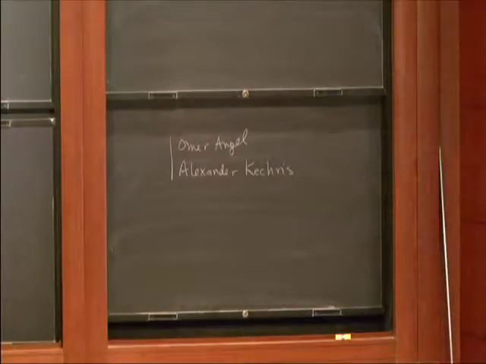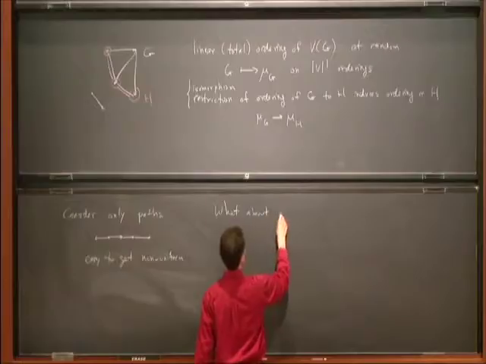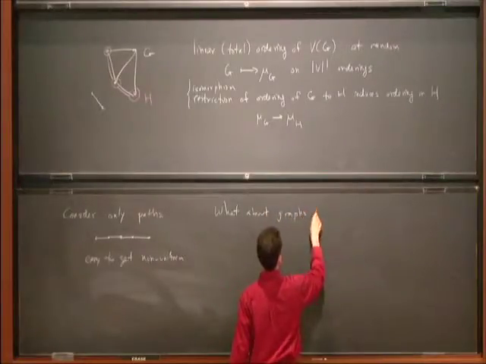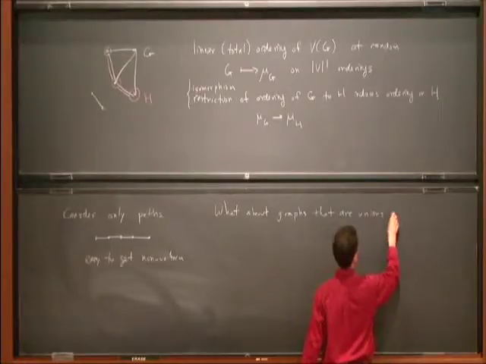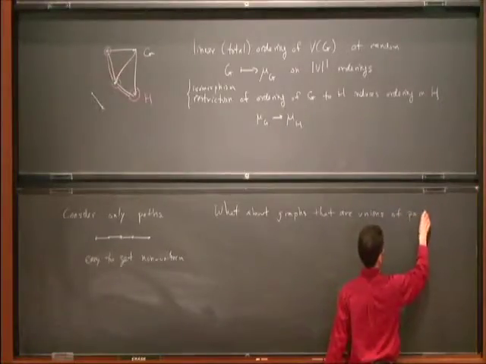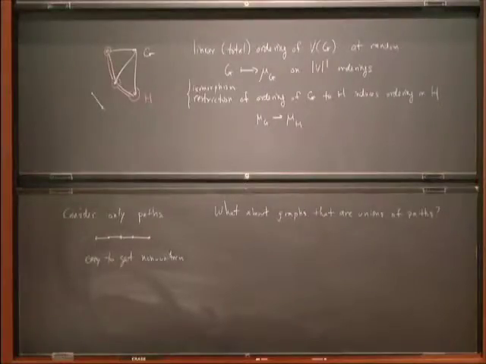Okay, so that was easy. What about graphs that are unions of paths? Disjoint unions of paths. That is, all of whose connected components are paths.